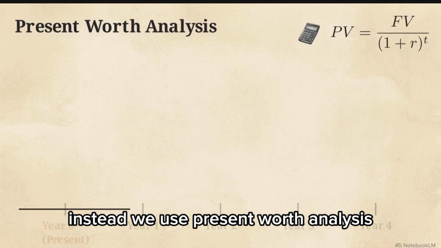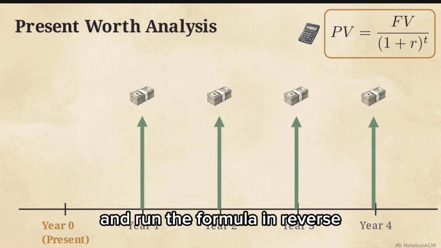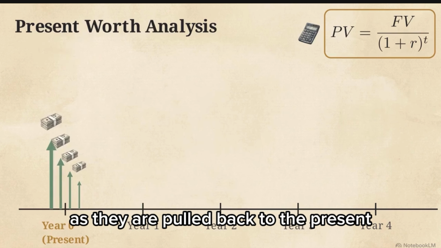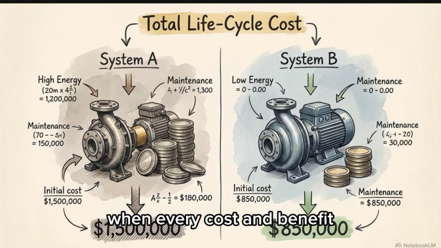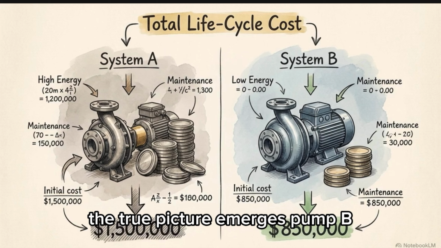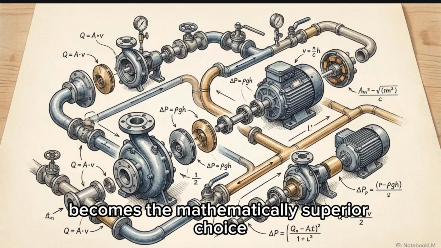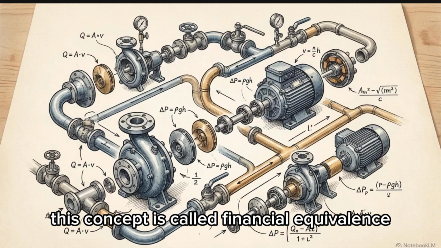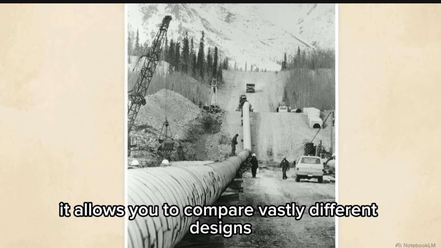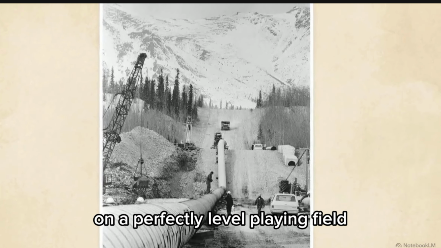Instead, we use present worth analysis. We take those future energy costs and run the formula in reverse, discounting them back to year 0. Notice how those future values shrink as they are pulled back to the present. When every cost and benefit is converted to its equivalent value today, the true picture emerges. Pump B, despite its high initial price tag, becomes the mathematically superior choice over its lifespan. This concept is called financial equivalence. It allows you to compare vastly different designs with completely different cost structures on a perfectly level playing field.